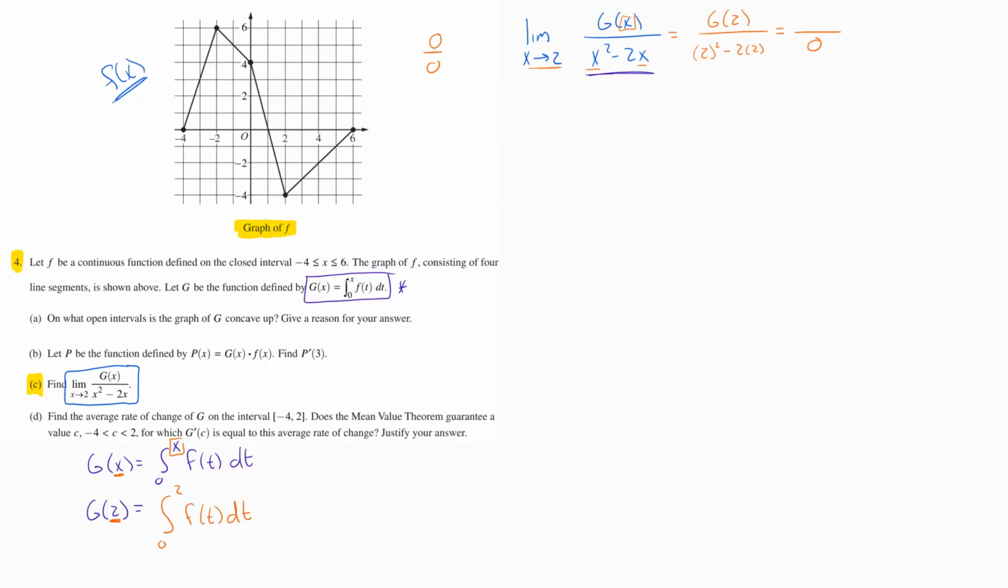What we can now see is that we just need to find the value of this integral. The integral is asking us to find the area between the curve and the x-axis from x equals 0 to x equals 2. If we look at our graph, notice again, this is talking to us about f of t. F of t, f of x, they're the same graph. This time we want to know what's happening as I go from 0 to 2 right here.